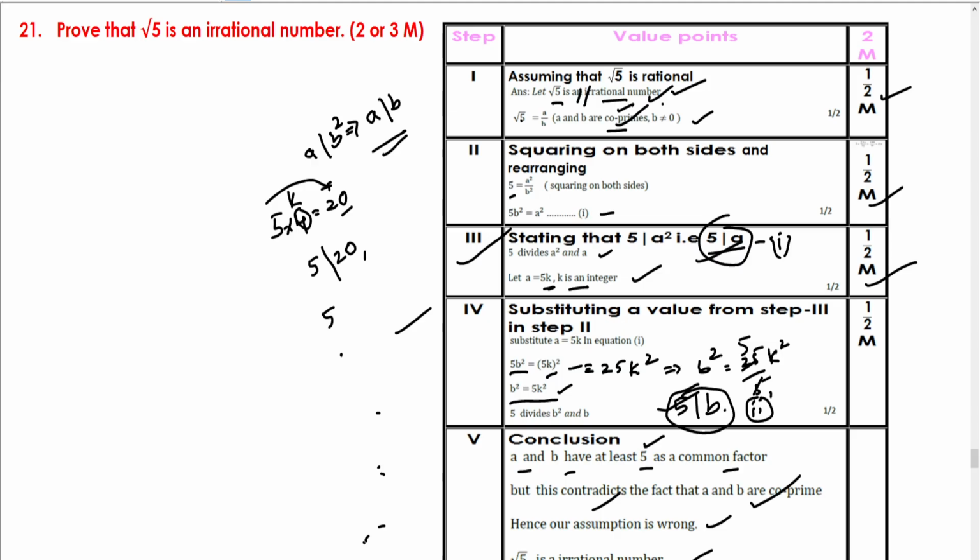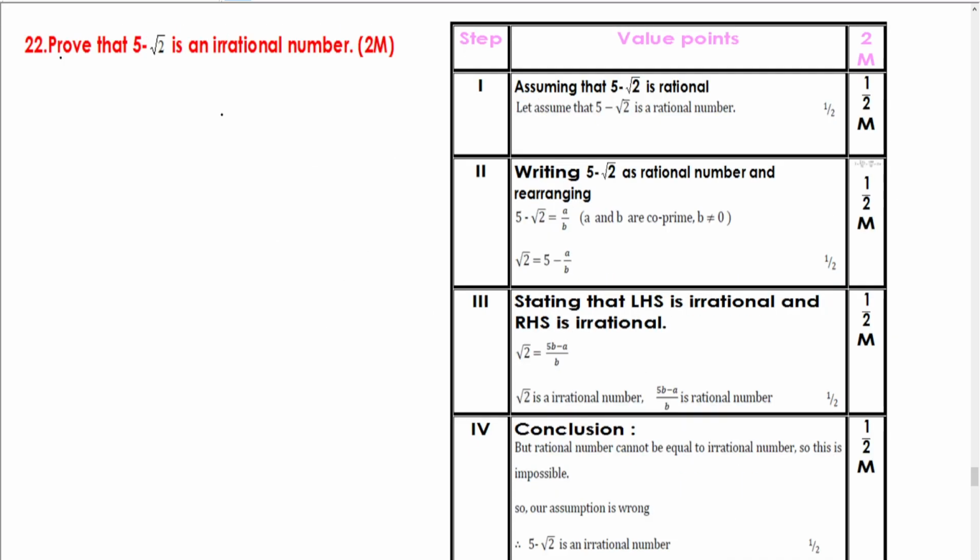Next question. Okay. Prove that, 22nd question. Prove that 5 minus root 2 is an irrational number. Most commonly asked question. As usual, assume that 5 minus root 2 is a rational number. For writing this, you will get half marks. 5 minus root 2 is a rational number, and rearranging.